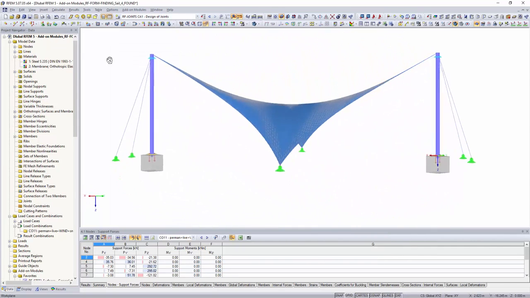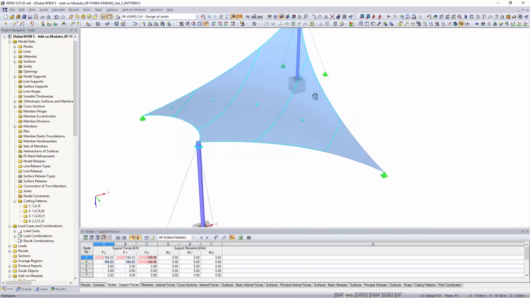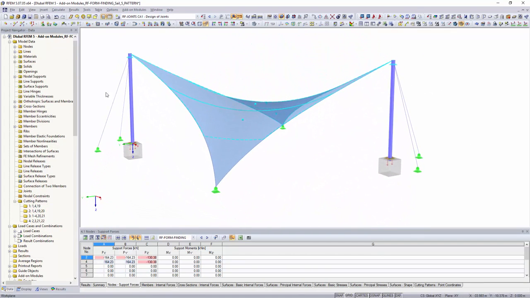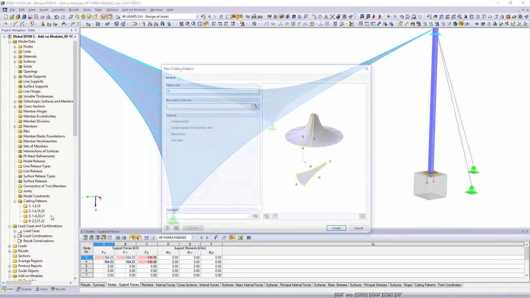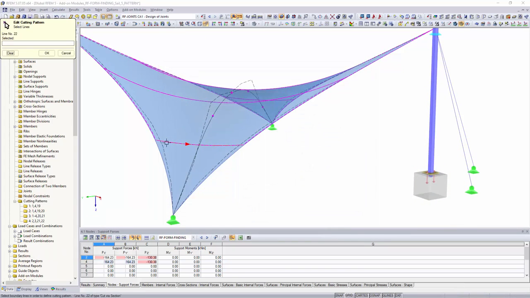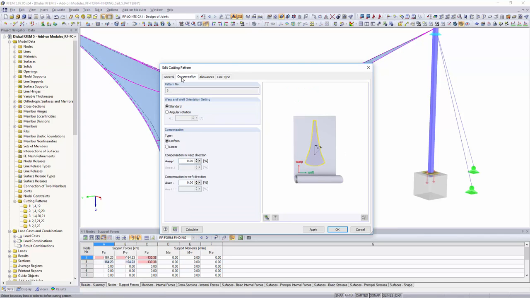connection details. With the RF cutting pattern add-on module, it is possible to organize cutting patterns for membrane structures. For example, consider overlapping allowances at the outer boundary lines. Exact cutting is possible with the minimum energy theory.